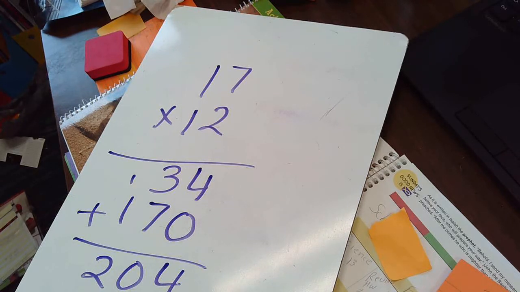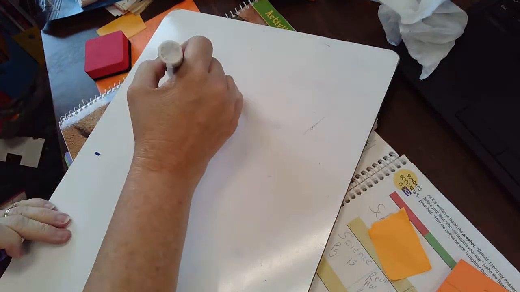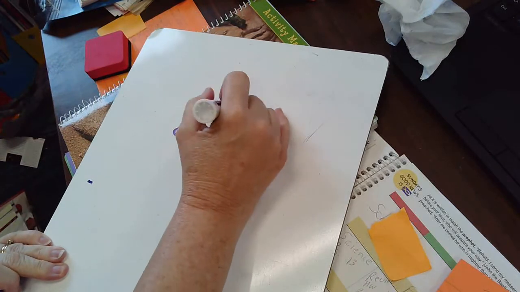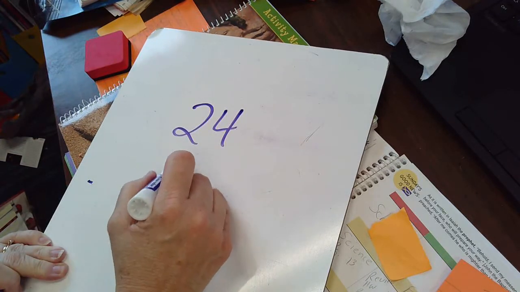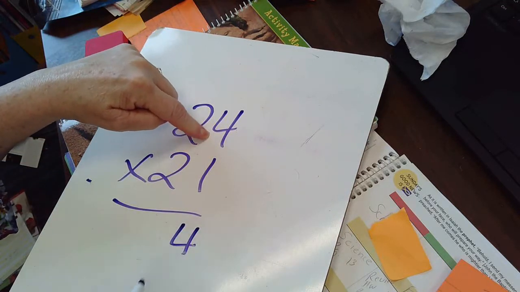Okay, now you're going to do one more. I'm just double checking something here. Pause and do number 21. All right, and here's number 21. It's 24 times 21. So 1 times 4 is 4.